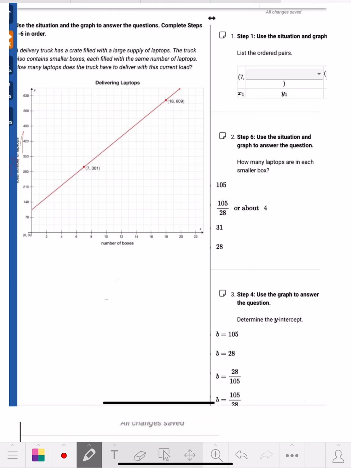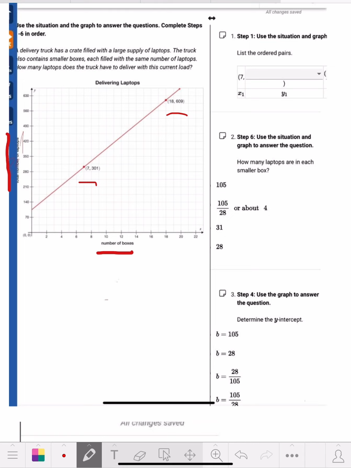So they're actually showing, down the bottom they have number of boxes. See it right there? And over this side they have number of laptops in each box, okay? It kind of threw me off a little here. The points they have are 18, 609, and 7, 301. So they're saying there's 7 boxes with 301 laptops in it, and then there's 18 boxes with 609. Okay, so I was a little thrown off.